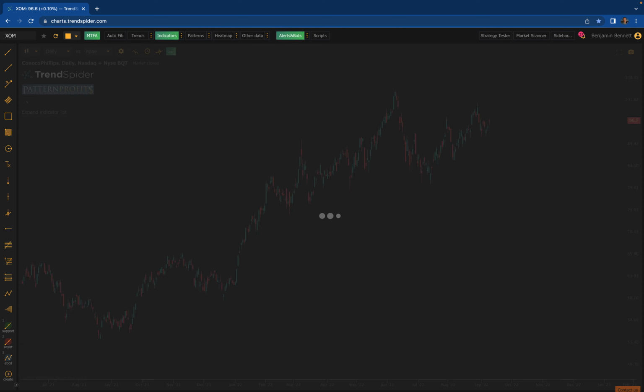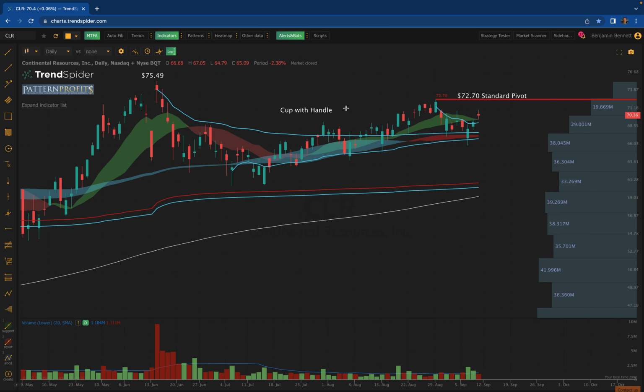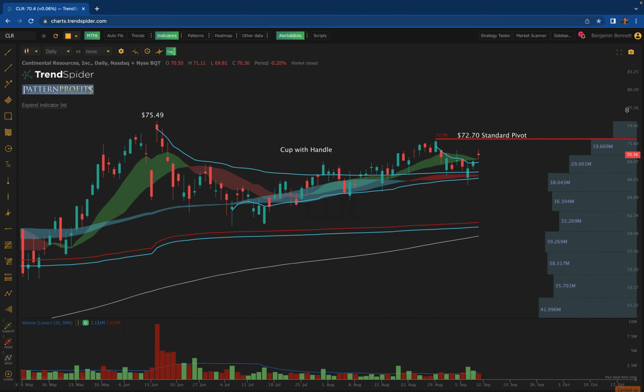That's COP. XOM, same type thing, cup with handle pattern, reclaimed anchored VWAP there. This one kind of tight as it is, could take this right here and bench it against anchored VWAP and the 10-20 on strength in the group. 101.56, that's the level you're going to want to see for the more traditional cup with handle breakout. You want to see big volume through there. Be aware, 105.57 on the left side. That's ExxonMobil.